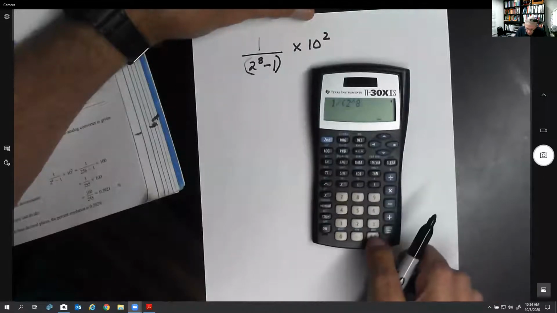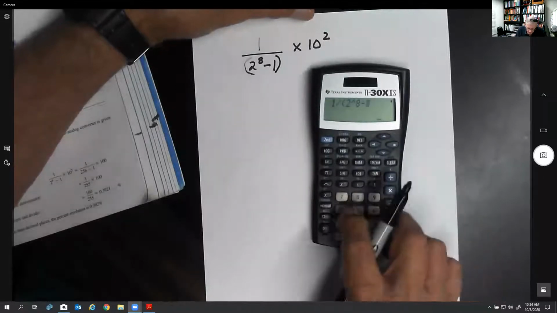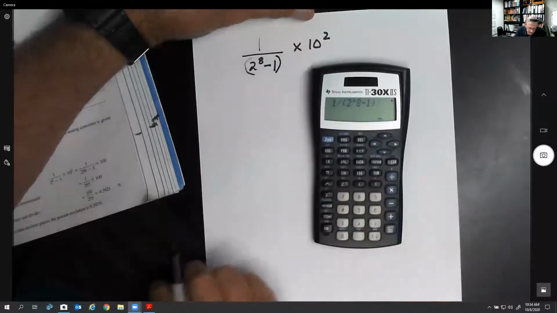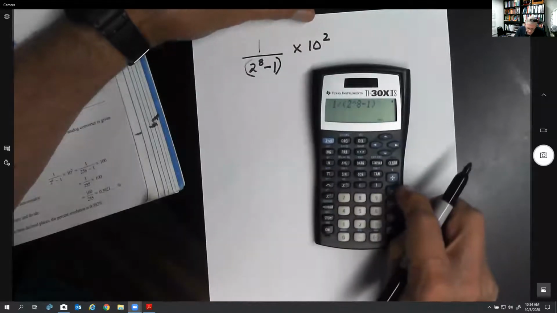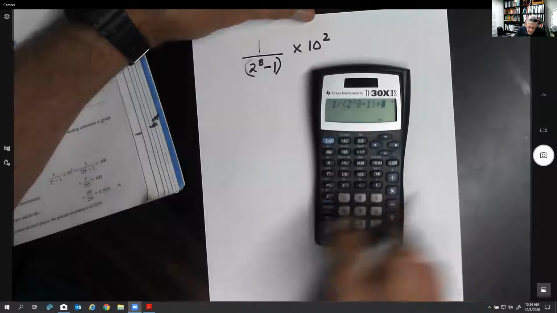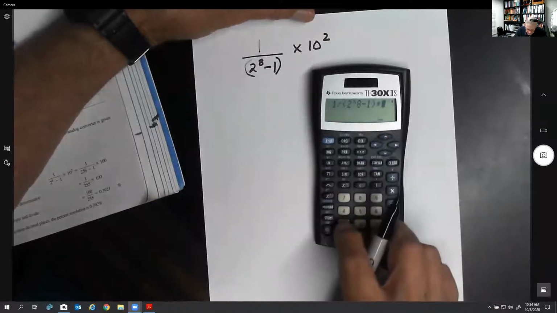Now here we don't want to hit the negative. We want to hit actually minus 1, parentheses. Now we're going to multiply that by 10 to the second.